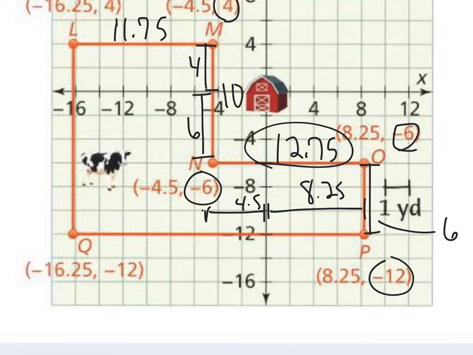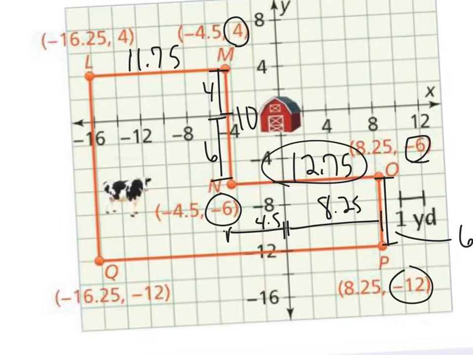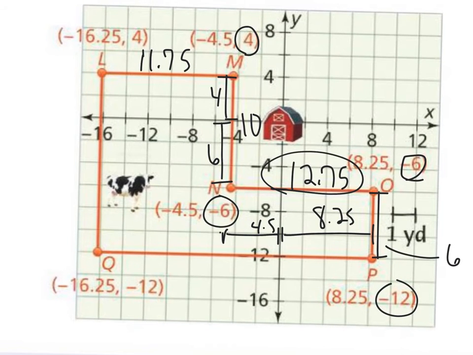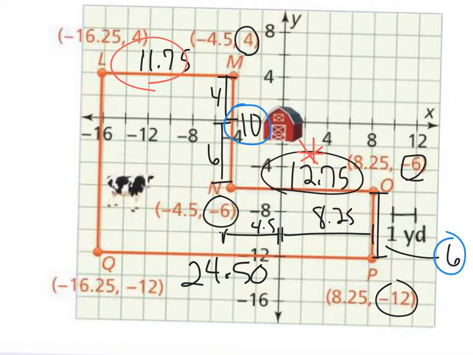And then actually what we can do at this point, going from Q to P, that's the same as these other two added together. So 11.75 plus 12.75, that would be one way we could get that, 24.5 or 24.50. And then this other one, L to Q, we could actually get by adding the 10 and the 6 together, which would be 16. Again, you can work that out separately.